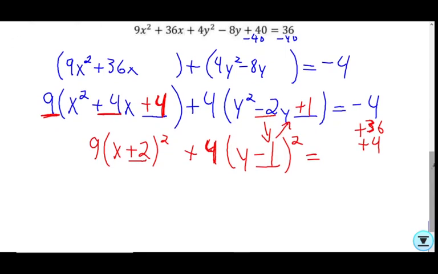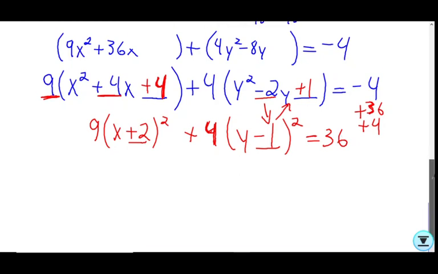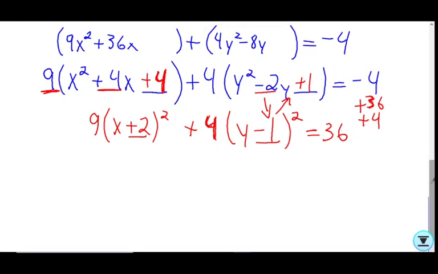Okay? So we've completed the square, and now we add up our terms on this, so negative 4 plus 4 is 0, so we end up with 36. Okay? Now, where we're at now, right here, we're almost in our conic form. Okay? There's only one problem.